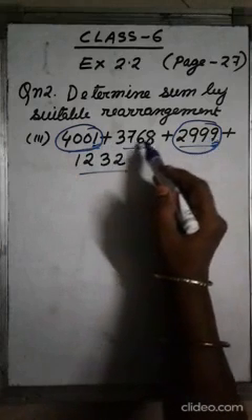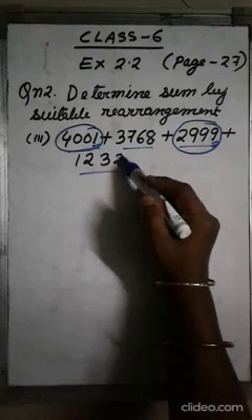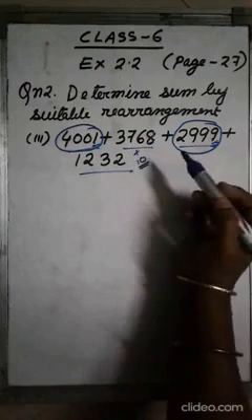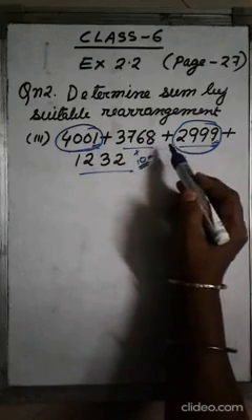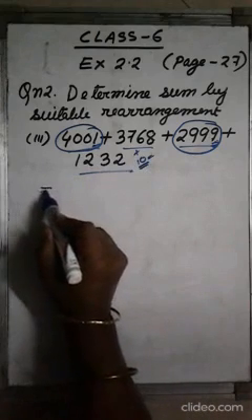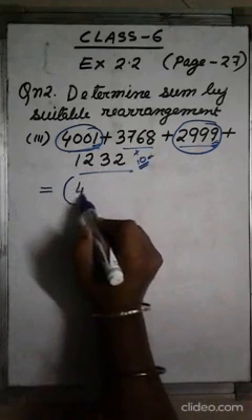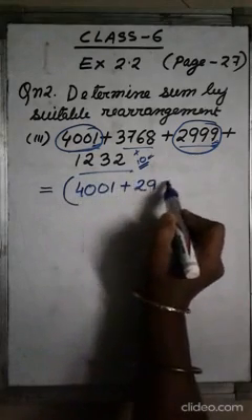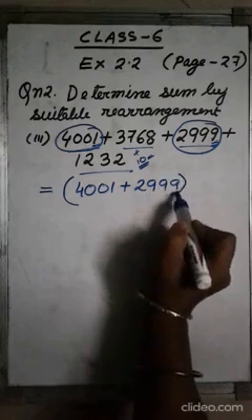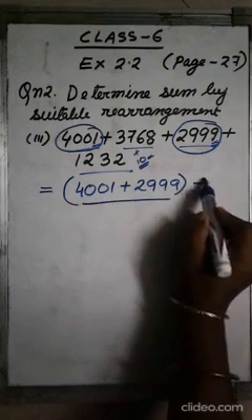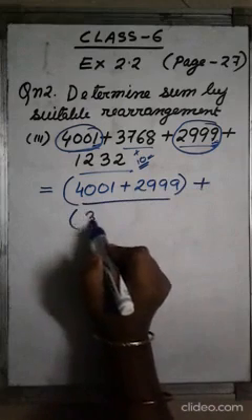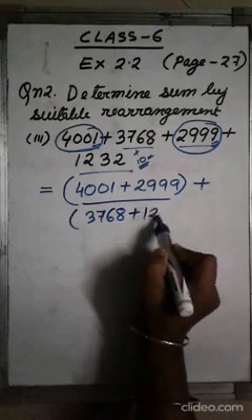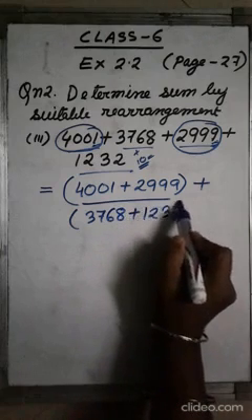Here also 2 plus 8, 2 and 8 makes 10. So last digit will be 0. Therefore, I can write 4001 plus 2999, that is one pair, plus 3768 plus 1232, another pair.